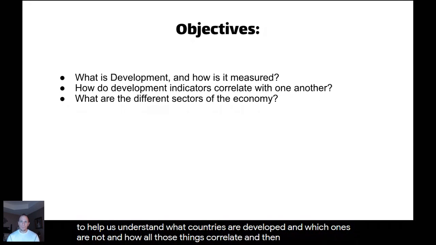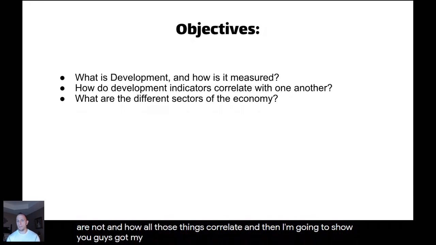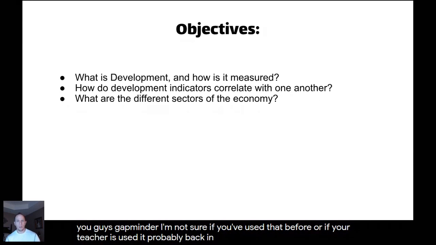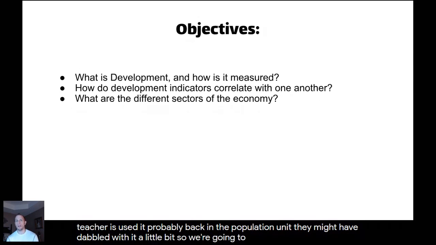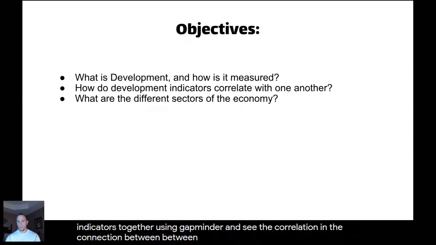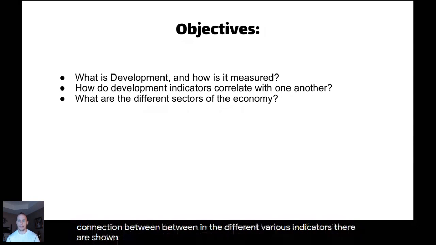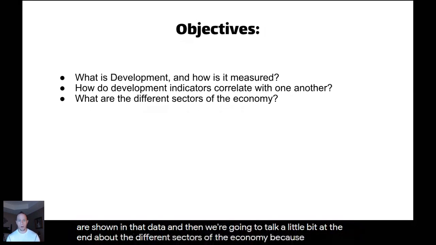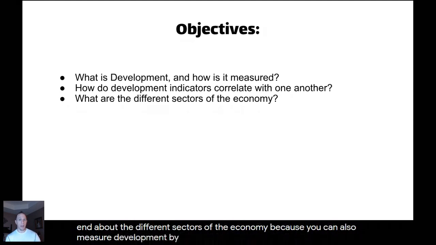And then I'm going to show you guys Gapminder. I'm not sure if you've used that before or if your teacher has used it, probably back in the population unit. They may have dabbled with it a little bit. So we're going to look at some different indicators together using Gapminder and see the correlation and the connection between the various indicators shown in that data. And then we're going to talk a little bit at the end about the different sectors of the economy, because you can also measure development by looking at the kinds of jobs people have in a certain country.